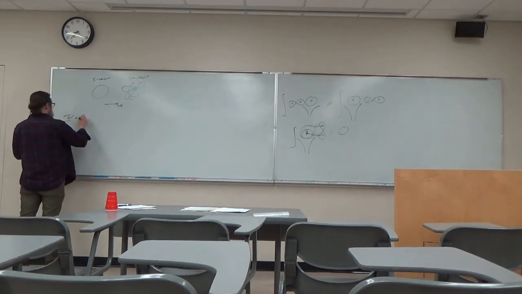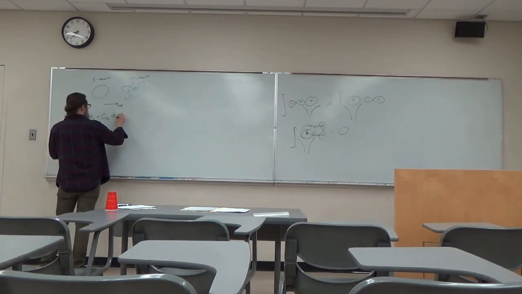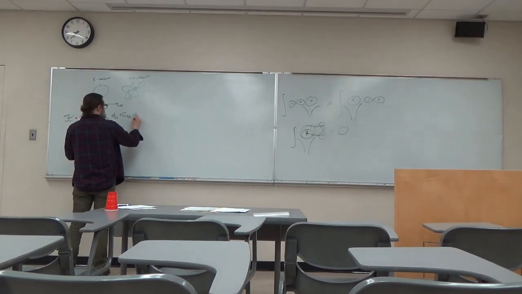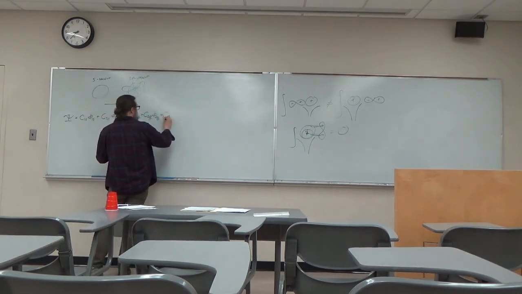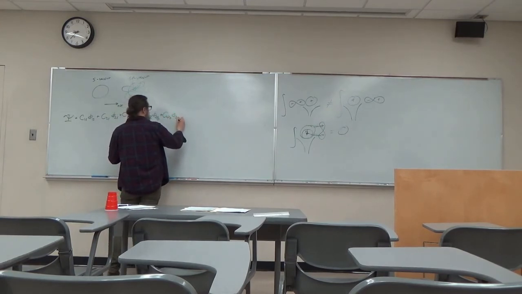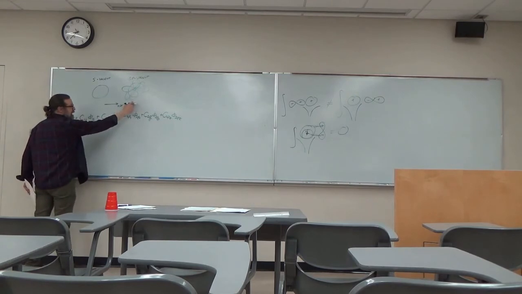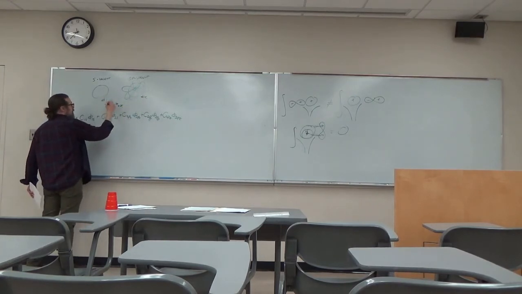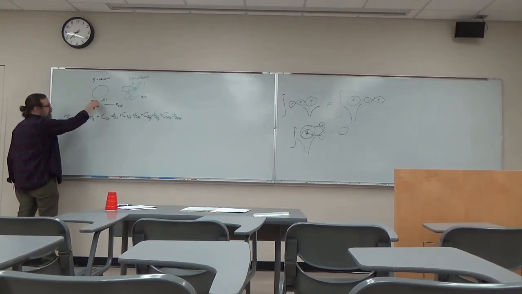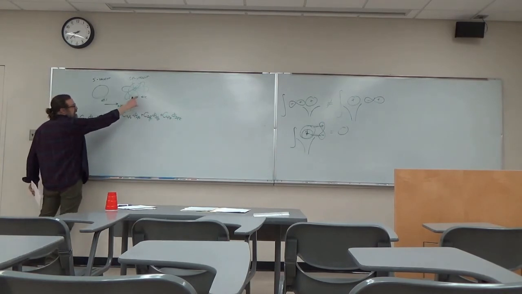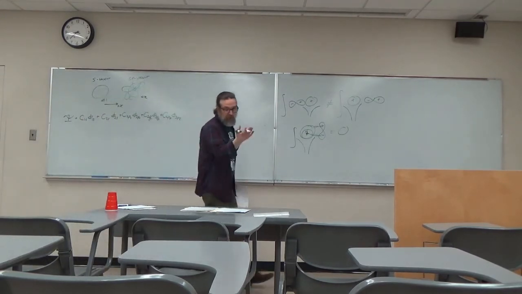So psi would be equal to c1s phi1s plus c2s phi2s plus c2px phi2px plus c2py phi2py plus c2pz phi2pz. The orbitals associated with atom number 1 are just the 1s, the s orbital. So the 1 corresponds to the atom number. 1s is the s orbital on atom 1, and c2s, phi2s, is the s orbital on atom number 2. It's not the principal quantum number, but the atom number.